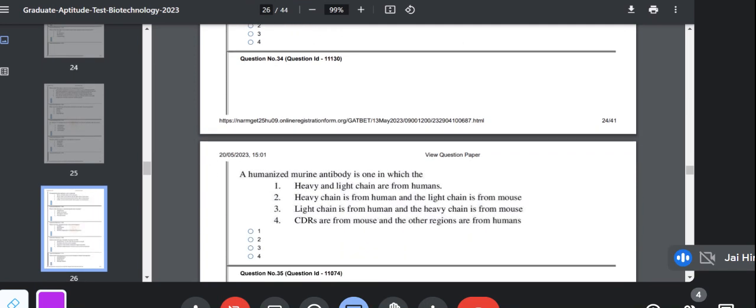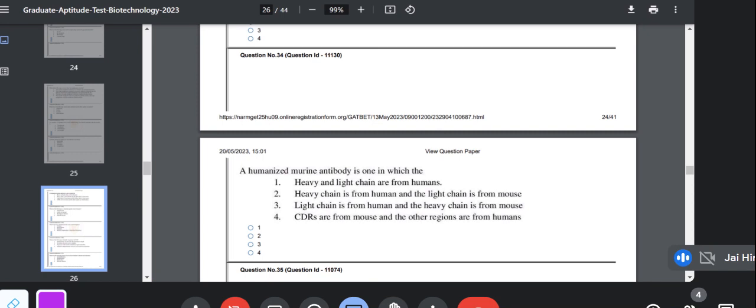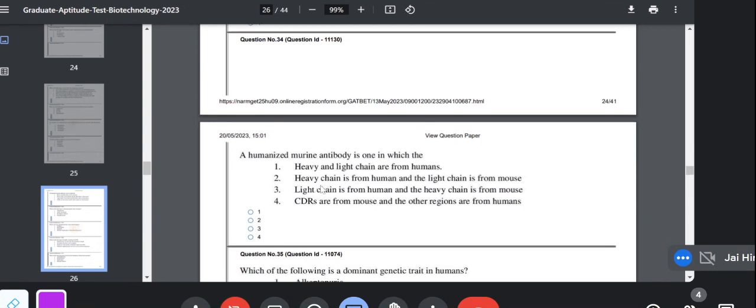Question number 34. A humanized murine antibody is one in which the heavy and light chain are from human; or heavy chain is from the human and light chain is from the mouse; or light chain is from the human and heavy chain is from the mouse; or CDR from the mouse and the other region is from the human.